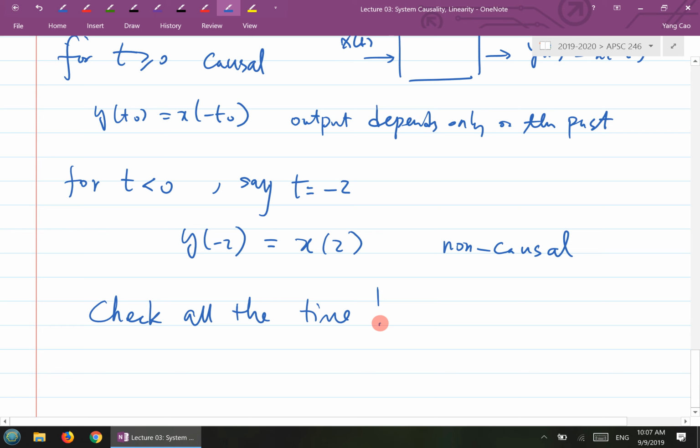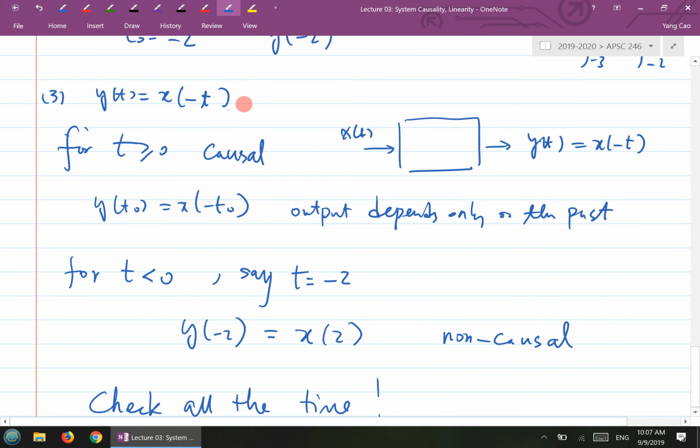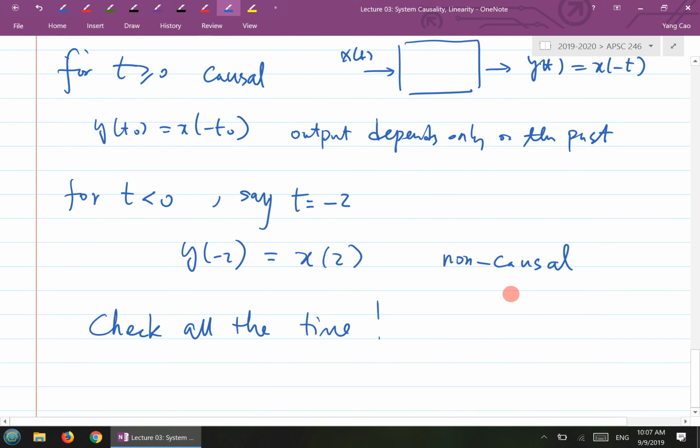Yes? So if it's not defined, we say it can be causal or non-causal, depending on t. But in this case, t is not defined, which means t can be from negative infinity to positive infinity. Then your conclusion will obviously be non-causal. Good.